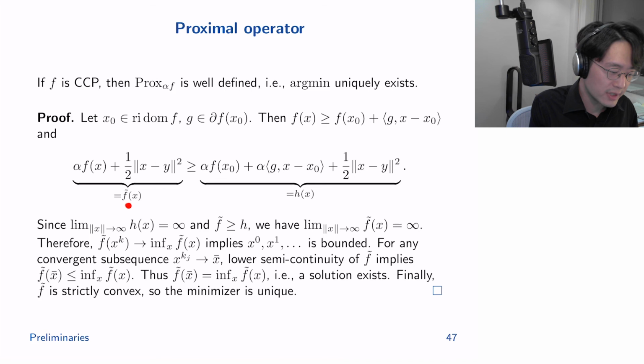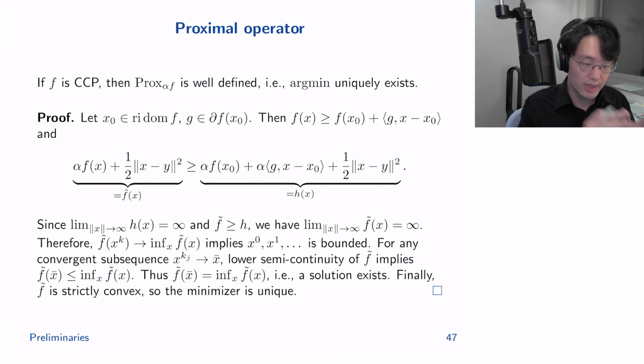Finally, because f tilde is strictly convex due to this quadratic term, the minimizer is unique. So that shows uniqueness. We showed existence, we showed uniqueness, and that completes the proof.